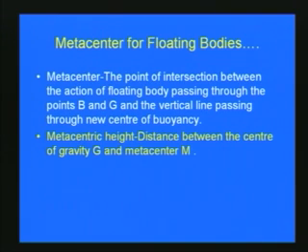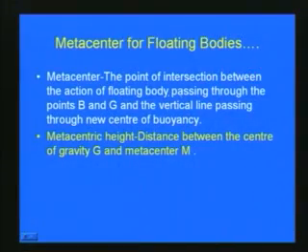So, for a body in equilibrium, in floating or submerged condition, if we give a small tilt or small displacement, then you can see that the center of buoyancy will be shifting. So, the metacenter is the point of intersection between the axis of the floating body passing through the points B and G, the old position, and the vertical line passing through the new center of buoyancy. The metacenter height is generally used to see whether a body is in stable equilibrium, and also how much weight vessels like a ship or a boat can take without any unstable problem. That is the importance of this metacenter.